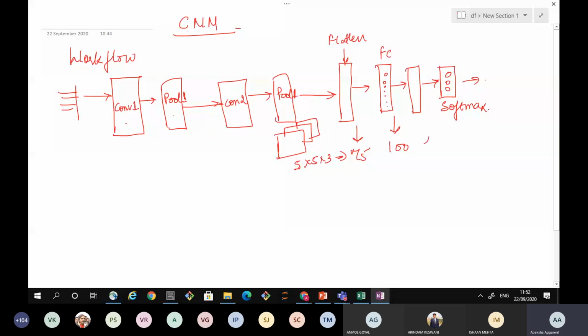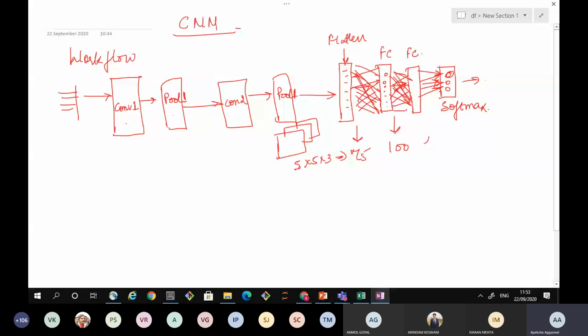So there would be 100 neurons, and fully connected means all these 75 values would be interconnected to all the 100 values that we have already seen in the neural network. All the connections in the previous layer are connected to all the 100 neurons in the next layer. So this is my fully connected layer. Second, I have put another fully connected layer. So this would again be the case. All the neurons are interconnected. Then in the final softmax layer, again, all the connections are connected to all the three output neurons that we have.